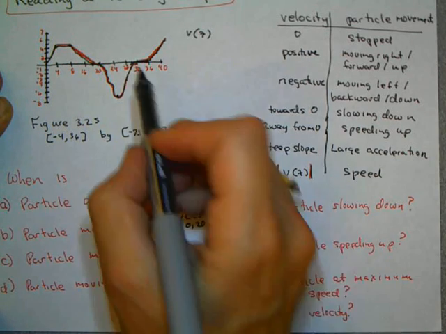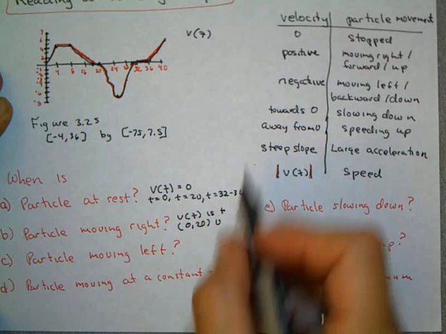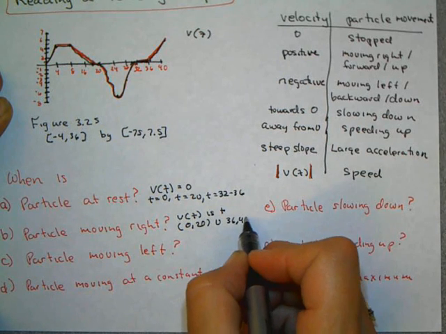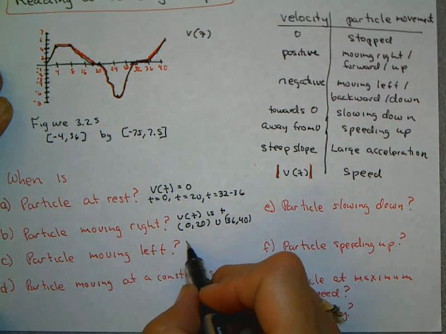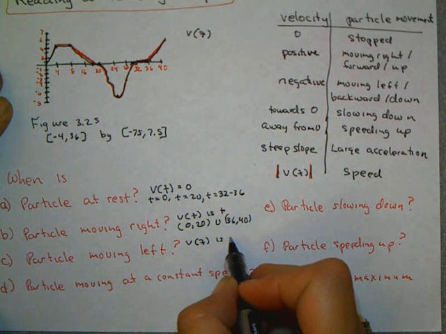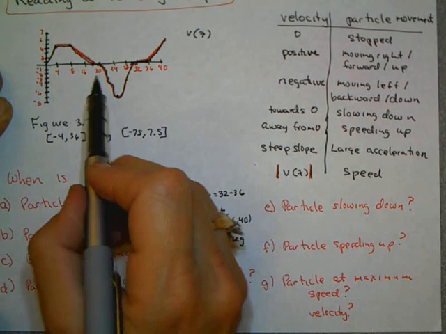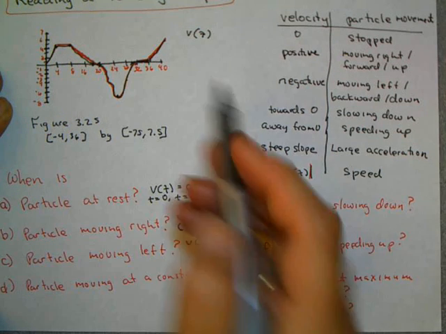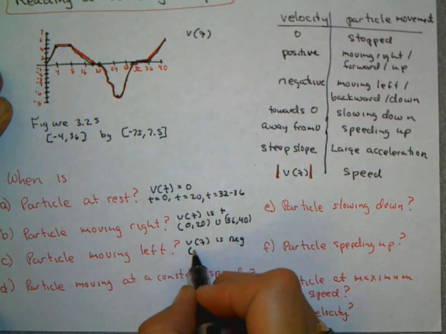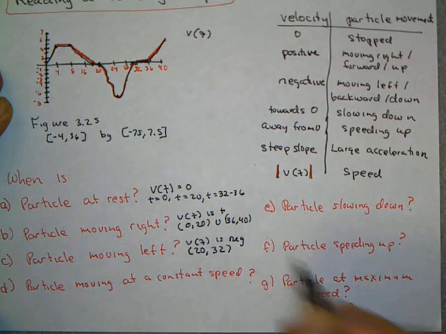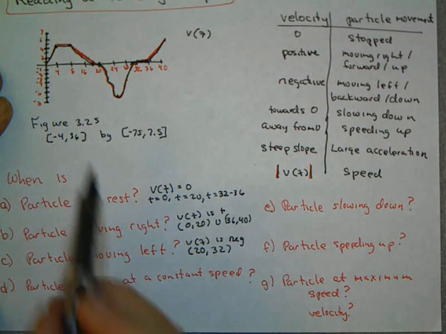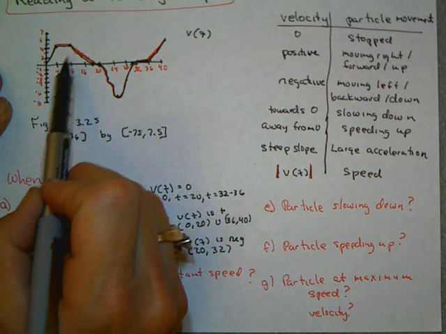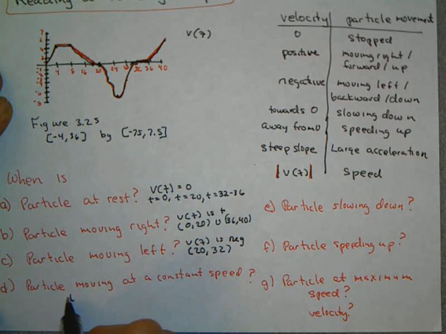When is the particle moving to the right? When v of t is positive. So we're going to have from 0 to 20, union with 36 to 40. When is the particle moving left? Well, that's going to be when v of t is negative. So we're going to say from t equals 20 to t equals 32. From 20 to 32 on the t-axis.